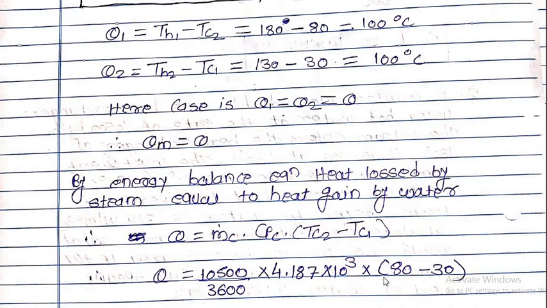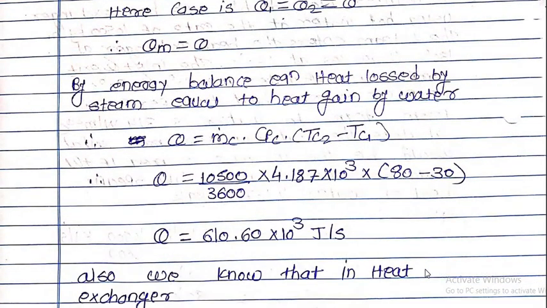Then Tc2, that is the outlet temperature of the cold fluid, is 80 degrees Celsius, minus Tc1, the inlet temperature of the cold fluid, that is 30 degrees Celsius. So by putting in all these values, we can easily calculate the heat transfer rate. Q is equal to 610.60 into 10 raised to 3 joule per second.